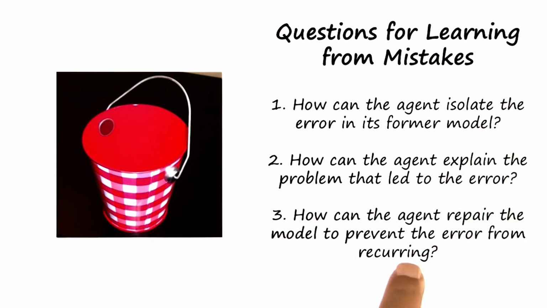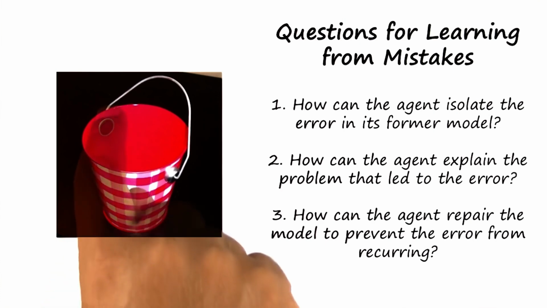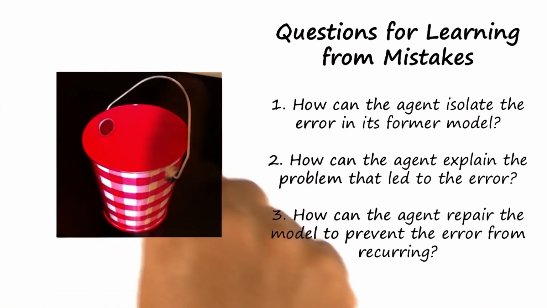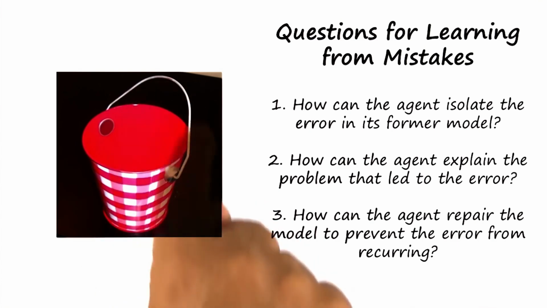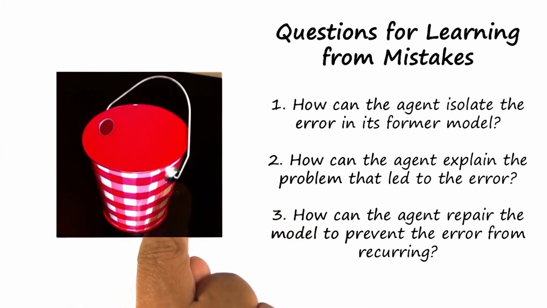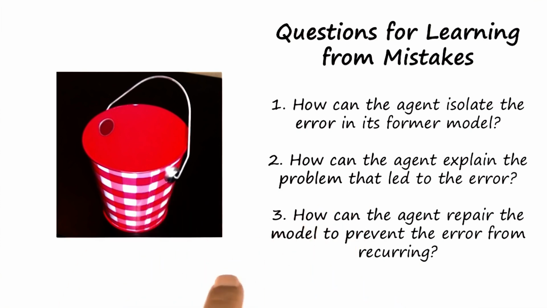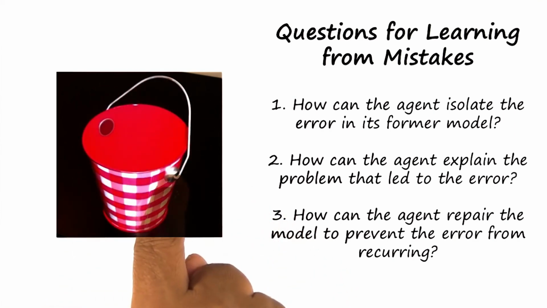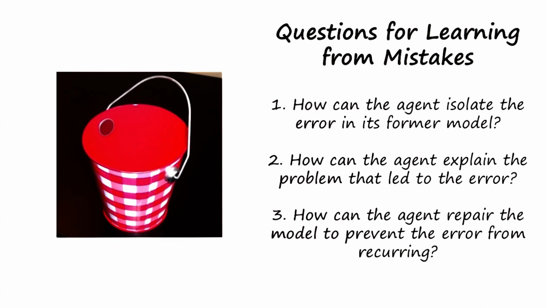Let us see how these three questions occur in the example of the pail. The first question is, how can the agent identify that the fact that this particular pail has a movable handle, not a fixed handle, is why this is not a good example of a cup? The second question is, how can the agent build an explanation that proves why having a movable handle makes this a poor example of a cup? Why does that lead to a failure? The third question is, how can the agent change its model of a cup so that it never again picks an object with a movable handle as an example of a cup?